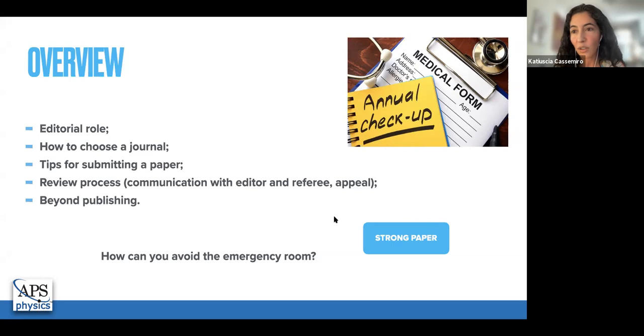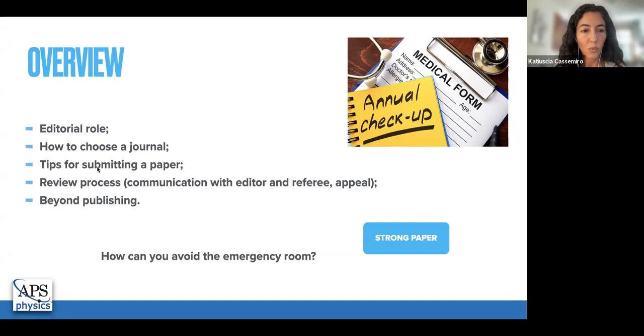Now, there are other components of this strong paper, right? One is the result, but then is how you presented this result. It's what Matteo just told us. And then there is this other part, that is how you're going to communicate that to the editor and to the referees. And this is the part that I want to cover now.